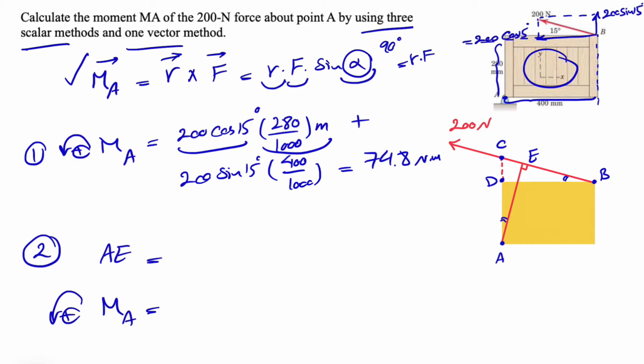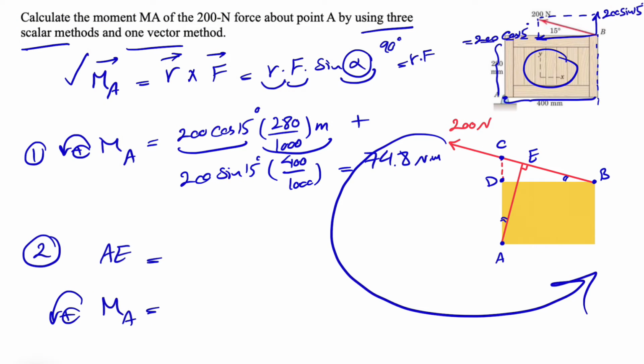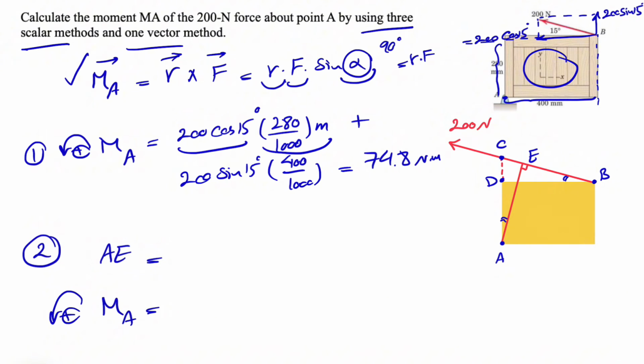Counterclockwise positive. As we can see, the force about A is going to make a counterclockwise moment, so it is positive. So we'll have positive 200 times AE, which we have to figure out how we can find. So if I draw a line in here perpendicular to this, we know the side of this yellow rectangle is 280 millimeter, and we know this angle is 15 degrees.